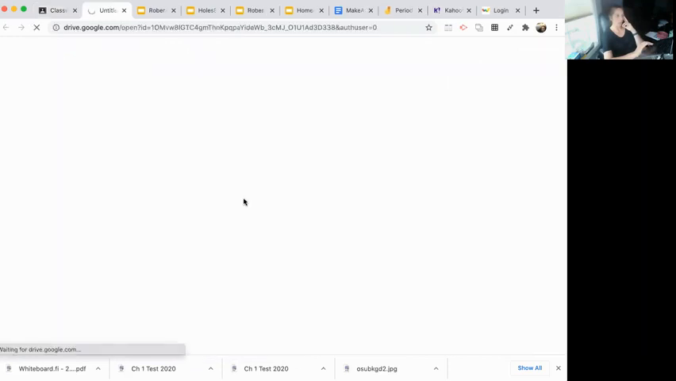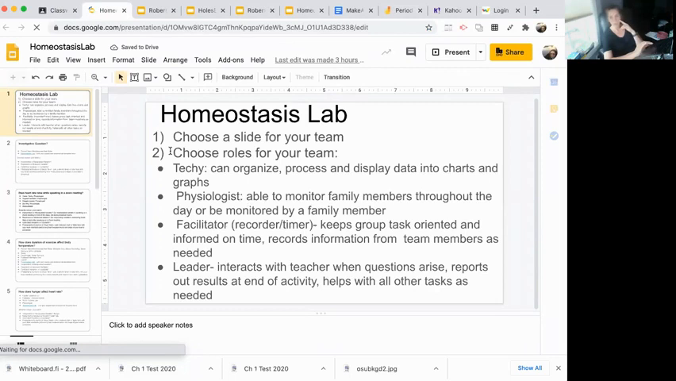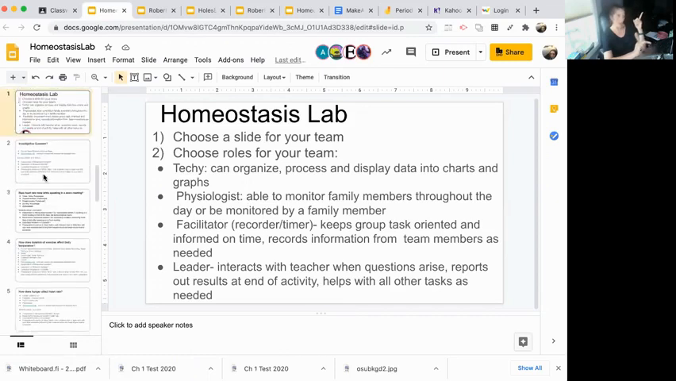So the Google Slide one says the 2 goals I have for today. Number 1, you're going to pick one of these slides, 2 through whatever, for your team. So if you already see names on it, then keep going down. Number 2, once you're in a team, you are going to choose roles.